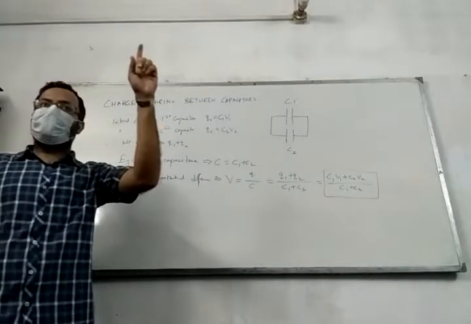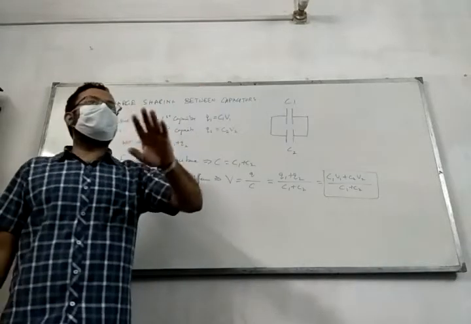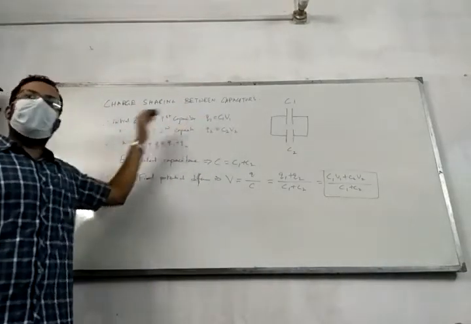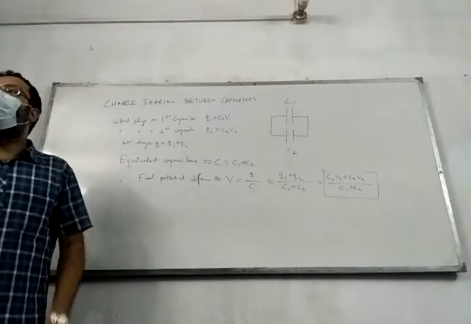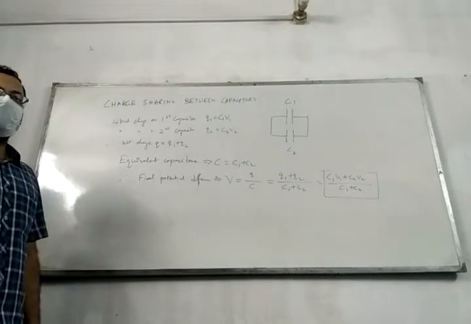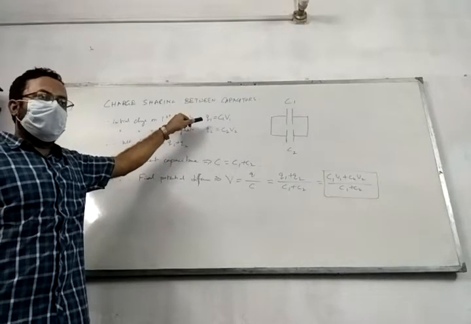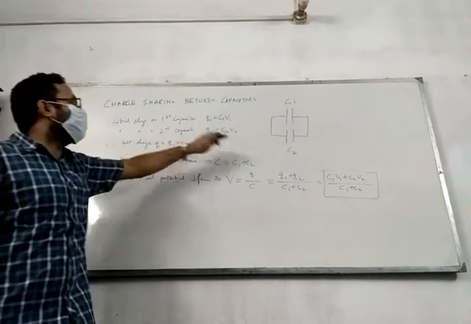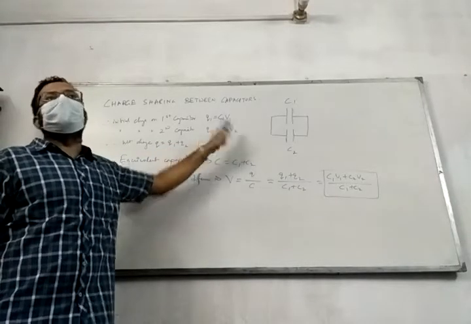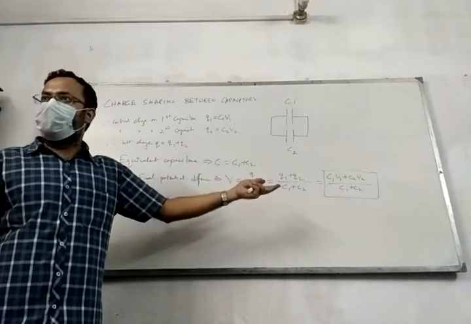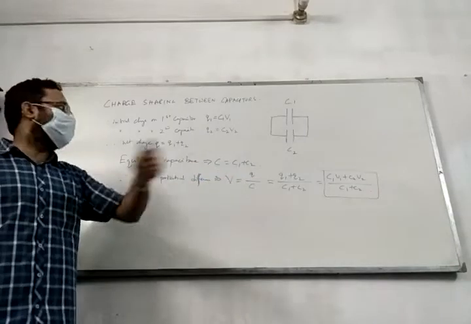So now I have a question. What happens if one of the capacitors is charged, but the other capacitor is not charged? What change will we see? Suppose C1 is charged and C2 is not charged. So what will be the potential V2? You just take the value of V2 as 0. Then C2 into V2 is 0. Okay? Write it in your notes.